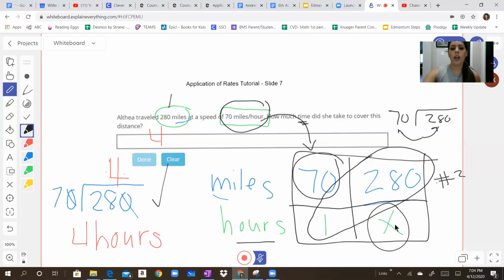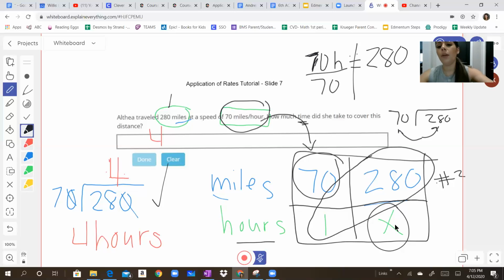Now, another, again, if we're doing this equation style, 70 miles times the number of hours in this equation equals 280. Over here, you can see even if we write an equation, we still end up dividing 28 and 7.